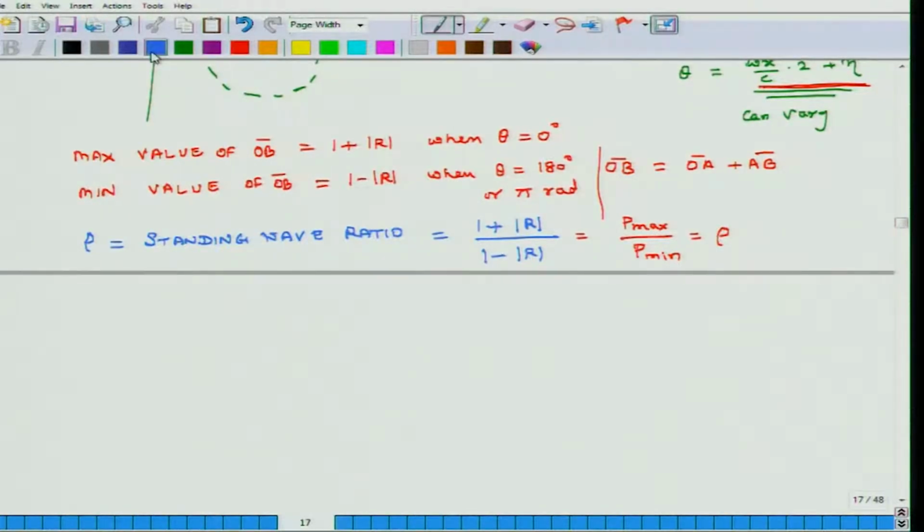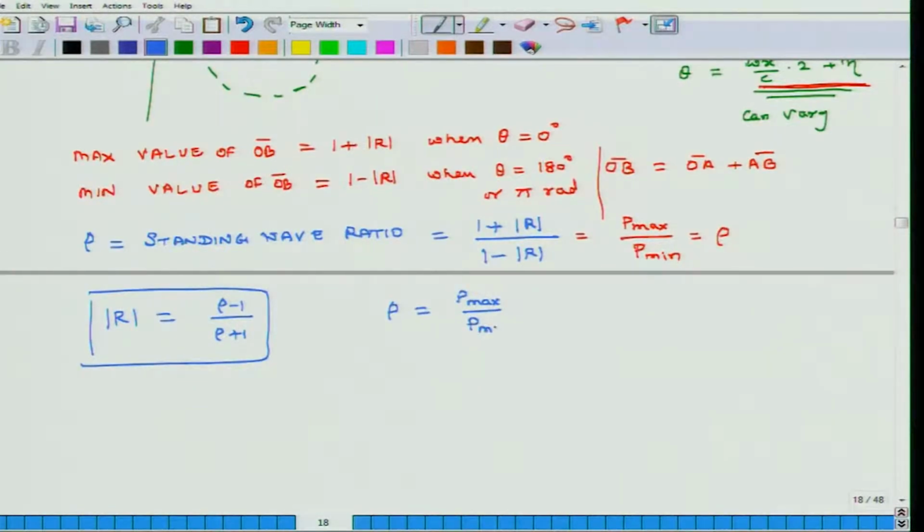Once I know rho, then I can calculate the modulus of R in terms of rho using the travelling microphone method, and in this way the value of modulus of R will be rho minus 1 divided by rho plus 1. Rho is equal to P max by P min, and this is determined experimentally. So now I have figured out how to calculate modulus of R.